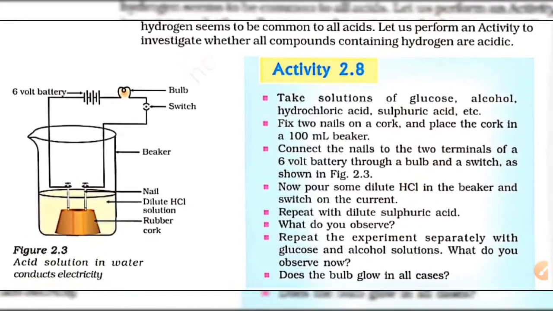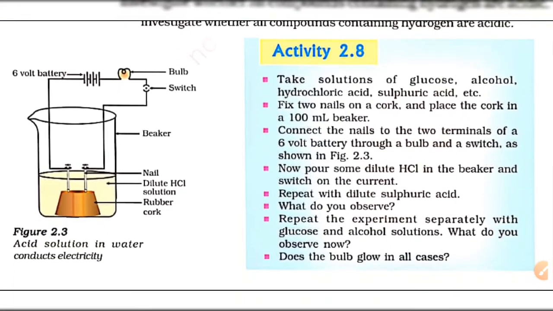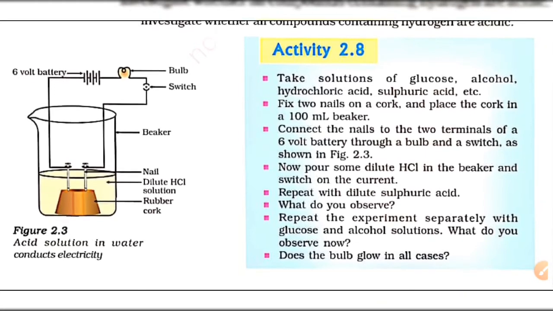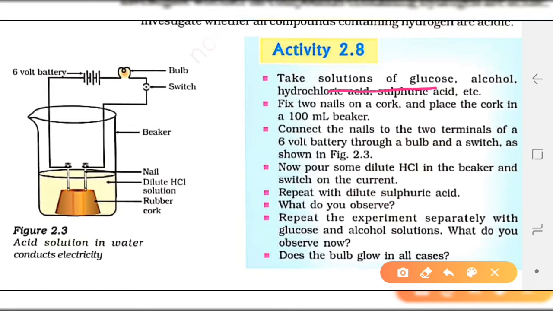We will read the first activity. Take solution of glucose. Now in this activity, what do you have to take? Solution of glucose, alcohol, hydrochloric acid and sulfuric acid. So these types of solutions you have to take. Then fix 2 nails on a cork. Here you can see what type of solutions are taken here: glucose, alcohol, hydrochloric acid and sulfuric acid.